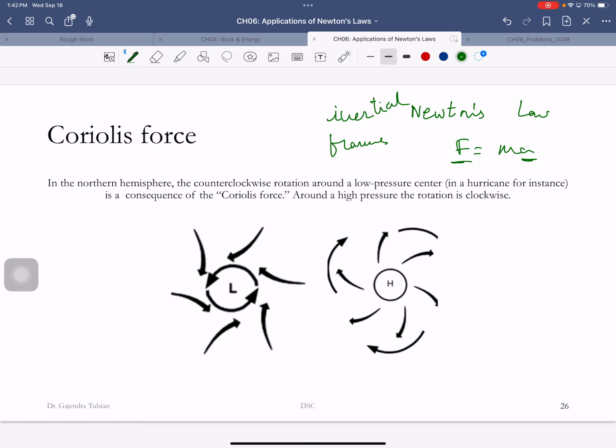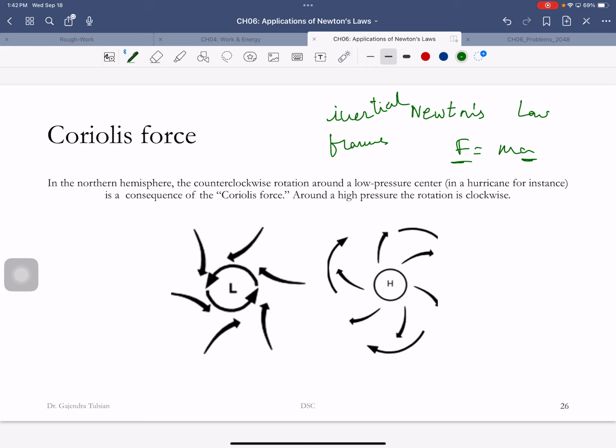What is an inertial frame of reference? An inertial frame of reference is a frame of reference that is either at rest or moving at constant velocity. Anything spinning, a frame of reference that is spinning, is not an inertial frame because it's accelerating. The Earth is spinning on its axis, so it's a non-inertial frame of reference.